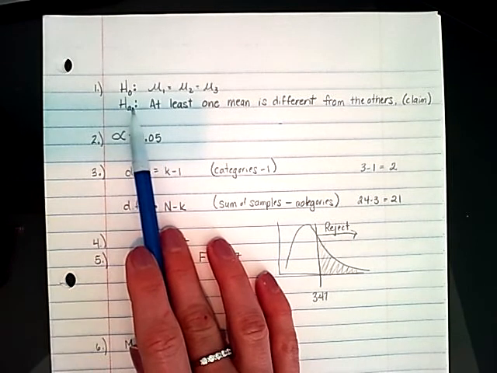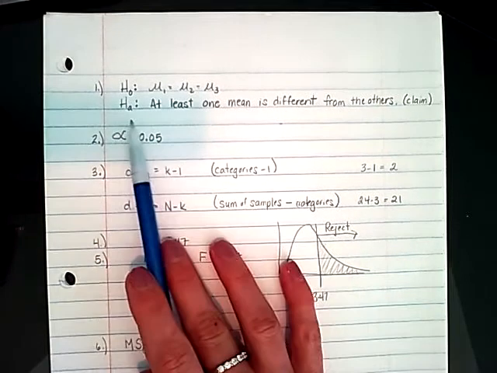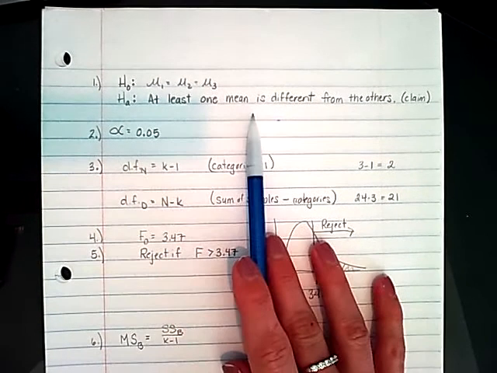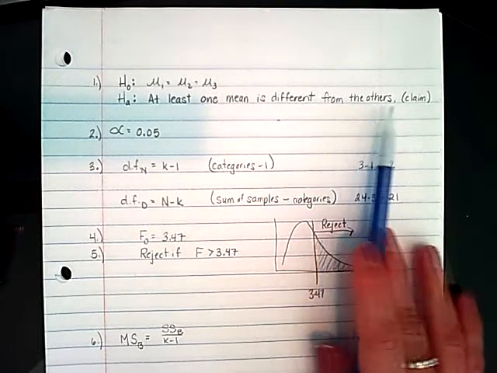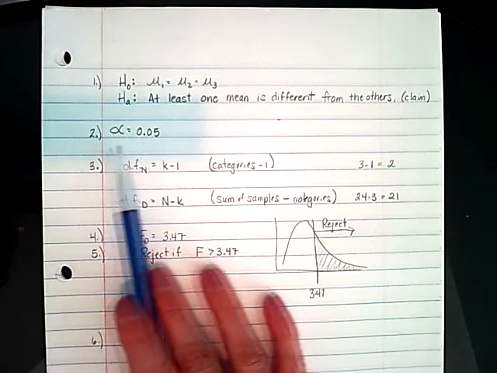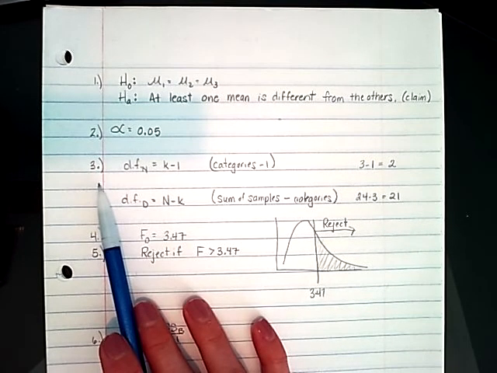So in step 1, the null hypothesis, we're simply testing that all of the means are equal to each other. The alternative hypothesis is going to state that at least one mean is different from the others. And that's where our claim is going to go. In number 2, our alpha is given to us to be at 0.05 level. So then 3, I calculated my critical value.